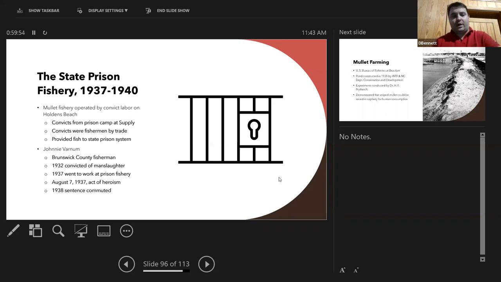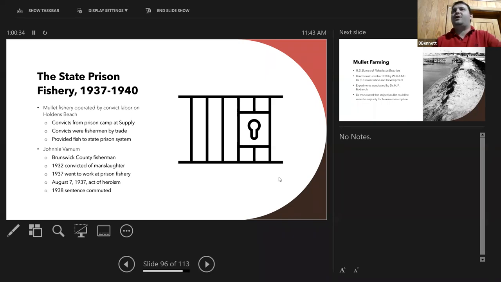And there's actually an interesting story that comes out of this fishery. You have a guy by the name of Johnny Varnum, who's a Brunswick County fisherman. In 1932, he's convicted of manslaughter. And in 1937, he's assigned to work at this fishery. And, you know, he had killed two people. And that summer of 1937, there's a family that gets sucked out in a rip current, some tourists, and he rescues these people. And his sentence as a result is commuted. So it's a pretty interesting story there.